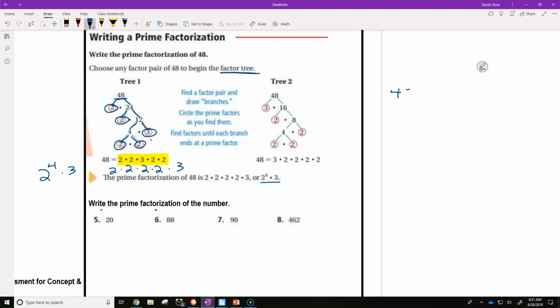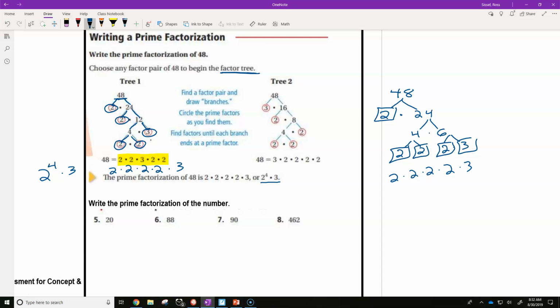If I keep doing this, there's multiple ways to do this. Like when I did the very first one, 2 times 24. There's 2. They made 24, 2, and 12. Well, I could have done 4 times 6. And then 4 became 2 times 2. And 6 would become 2 times 3. And we still get the same answer. 2 times 2 times 2 times 2 times 3. There are multiple ways to get to your answer. That's the cool thing, whatever you're most comfortable with.